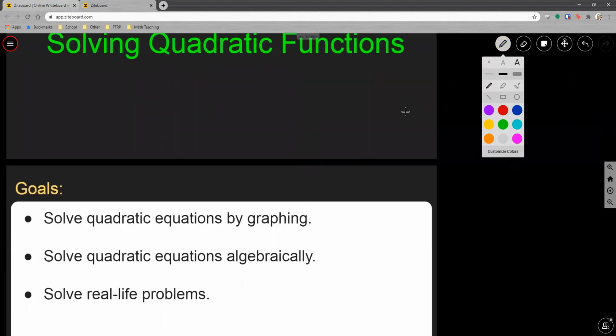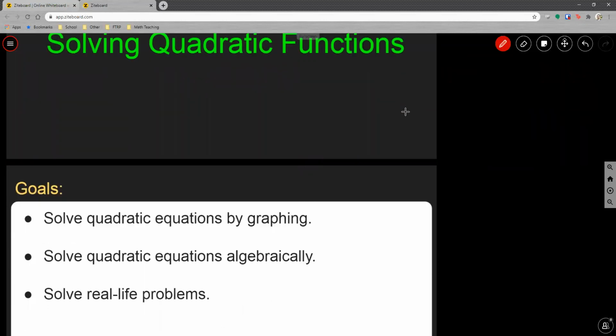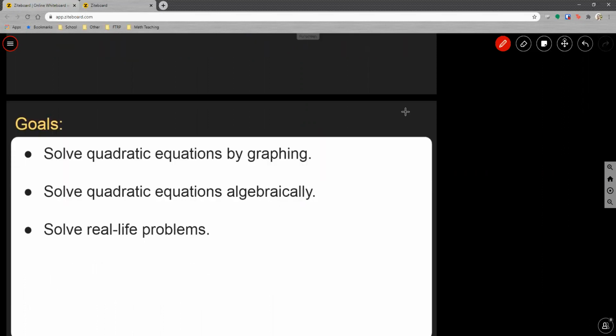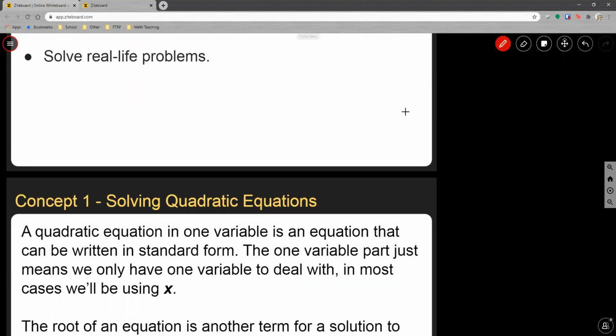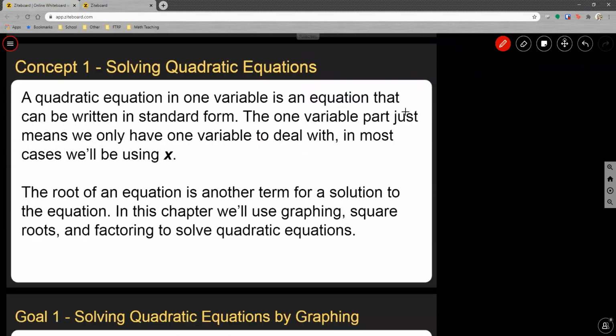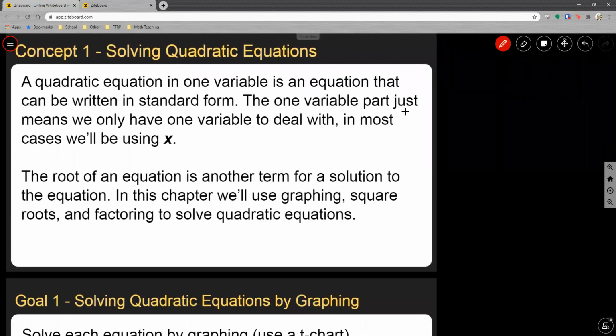So we have three goals in this section: solving quadratic equations by graphing, solving quadratic equations algebraically, and solving real-life problems with quadratic equations. So concept one, solving quadratic equations.